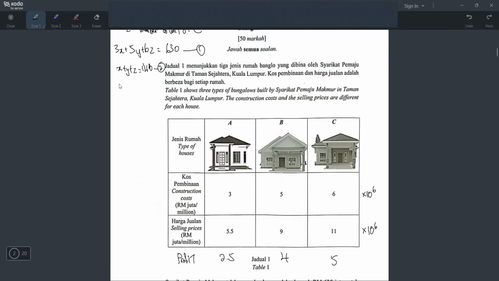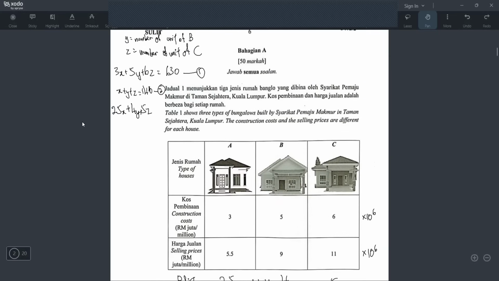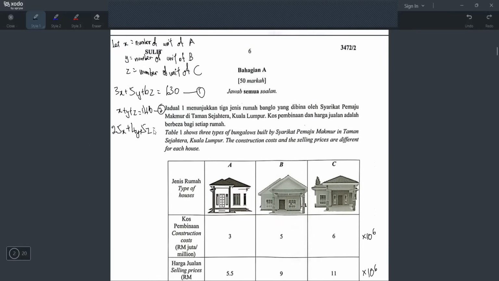And what happens when you plus all together? So profit for one house A is 2.5, but you have to times it with x, and then plus 4y, and then plus 5z, and the total profit earned is how much? 515 million. But again, you don't have to write the million. You can just write 515, right? Because for the 515 million, the 5 is also million, the 4 is also million, 2.5 also million. So you end up dividing everything by 1 million. So you will end up here. So this is your equation 3, right?